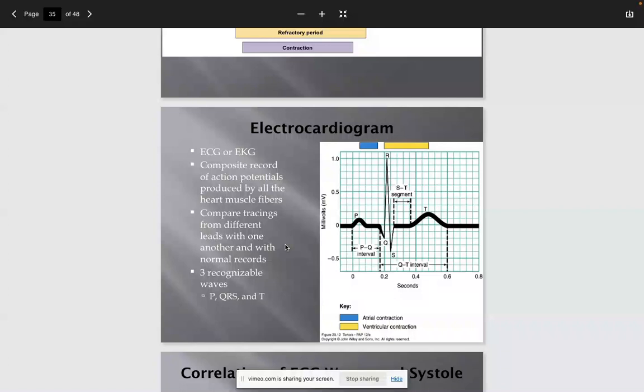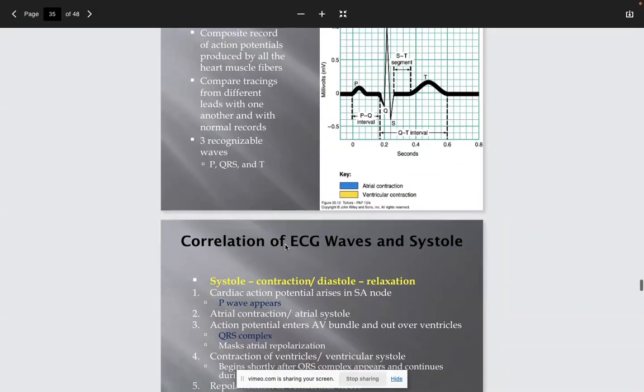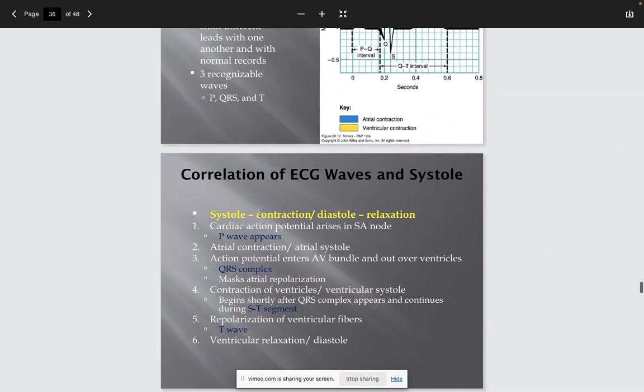So we'll go through this. But just to read the text, the composite record of action potentials is produced by all the heart muscle fibers. You can compare the tracings from different leads with one another and with normal records. There are three recognizable waves, and we'll learn the waves. We won't worry about the segments and the intervals right now, but the recognizable waves are the P wave, the QRS, and the T wave, and those will be important for you to know and what they correspond to. Systole means contraction, and diastole means relaxation.